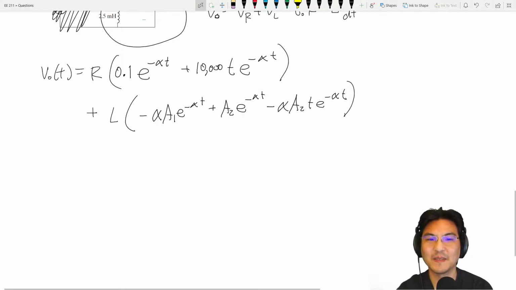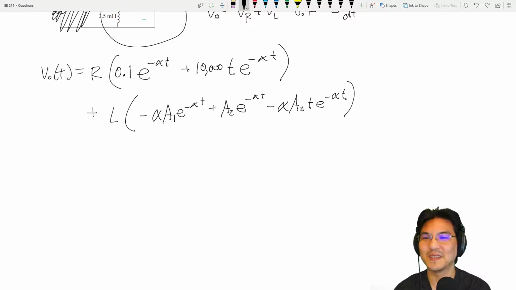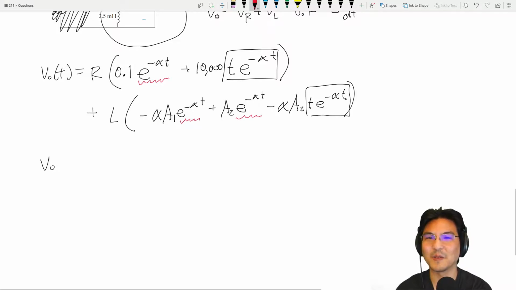Okay, done. Sort of. There's a little bit of work because look, these are arbitrary coefficients. So let me just take a minute to gather terms here. You see there's a t e to the at. Let me gather those terms. And then there's the other ones, e to the minus alpha t. Let me gather those first.